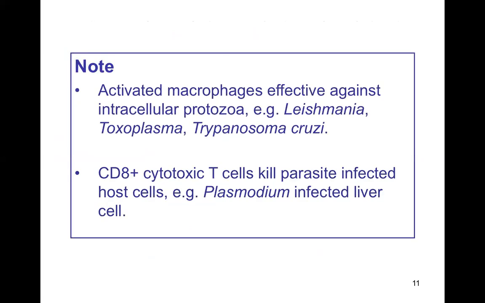You must note that activated macrophages are effective against intracellular protozoa, like the examples I've given here, Leishmania, Toxoplasma, Trypanosoma cruzi, and can simply clear out that pathogen. But nonetheless, we have limited phagocytosis which occurs in immune response to parasitic infections. Therefore, the cells which will be important are activated cytotoxic T cells, which will cause cell-mediated cytotoxicity. And I've given you a typical example with the Plasmodium-infected cells.